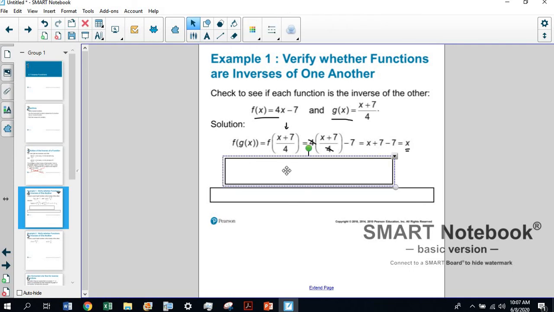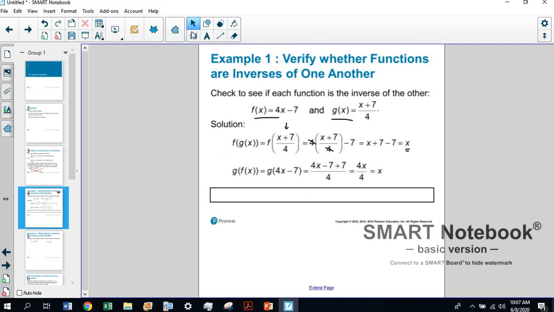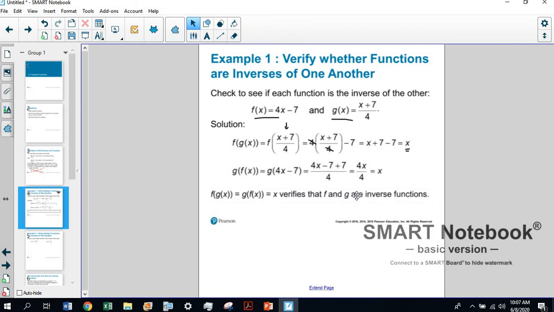All right, let's go the other direction. G of f of x. If you plug in 4x minus 7 for f, and then you plug that into the x spot right here, you get 4x minus 7 plus 7. That's divided by 4. The negative 7 plus 7 gives you a 0. 4x divided by 4 is equal to x. Okay, so this shows that f and g are inverse functions for one another.